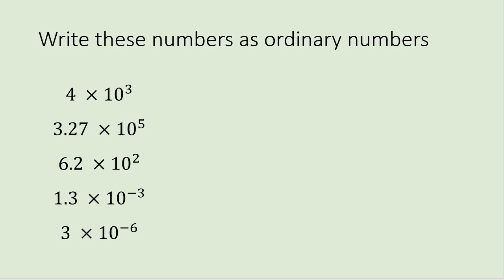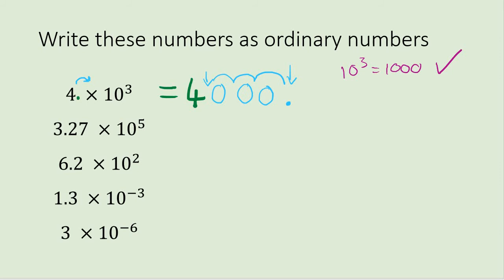Alright, so the first one, we've got 4 times 10 to the 3. Well, that 4 is going to go first. And we now are going to think about how many times this decimal place has moved. We're going to move back this way 3 times. So we're going to go from here, and we're going to go 1, 2, 3, and the new one's going to be here. So how many zeros are we going to put in? We're going to put in 3 zeros, and the answer is going to be 4,000. And we can check that because we know that 10 to the 3 is 1,000. And so it works. 4 times 1,000 is 4,000.